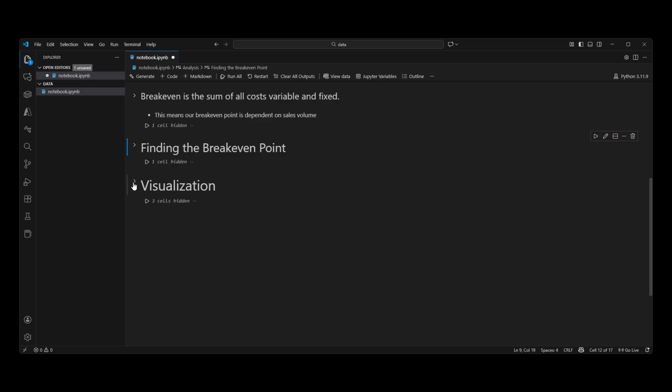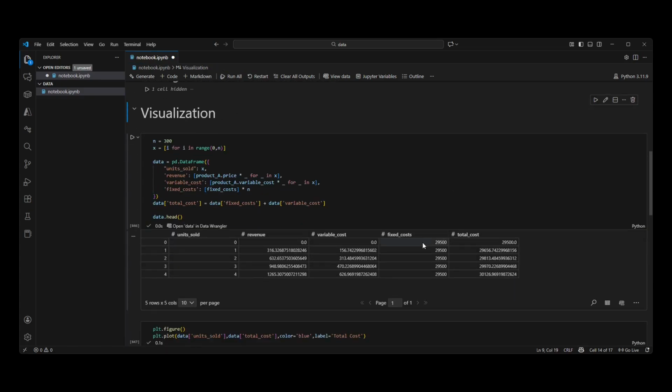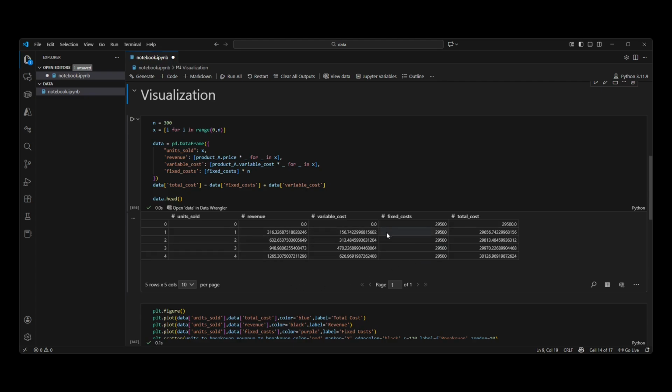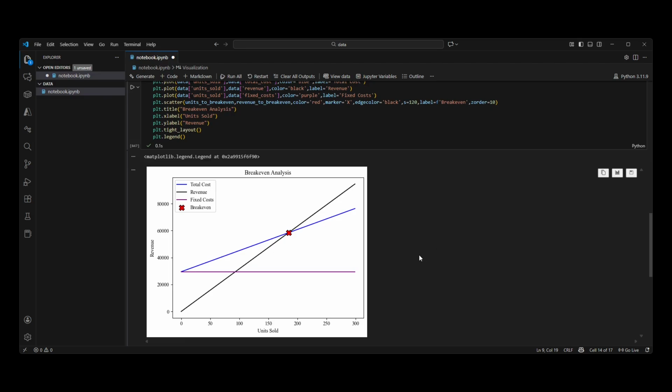And we can see a visualization of this in action. We generate the mathematics for every single possible value of units sold. And I limited this because it can go to infinity. We are playing with computers. And here's what that looks like.